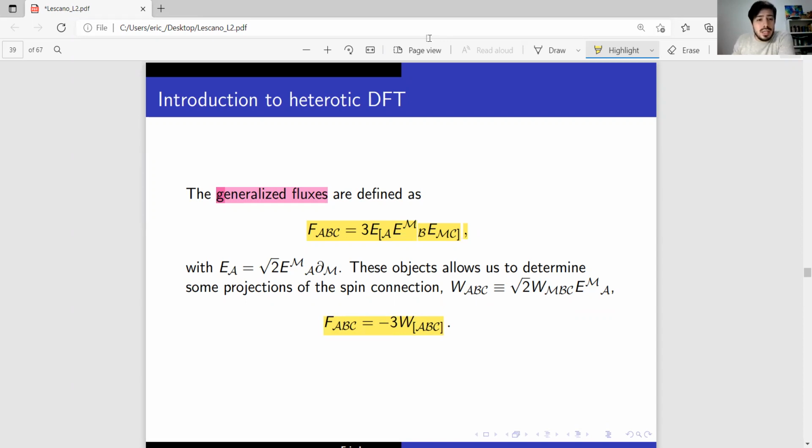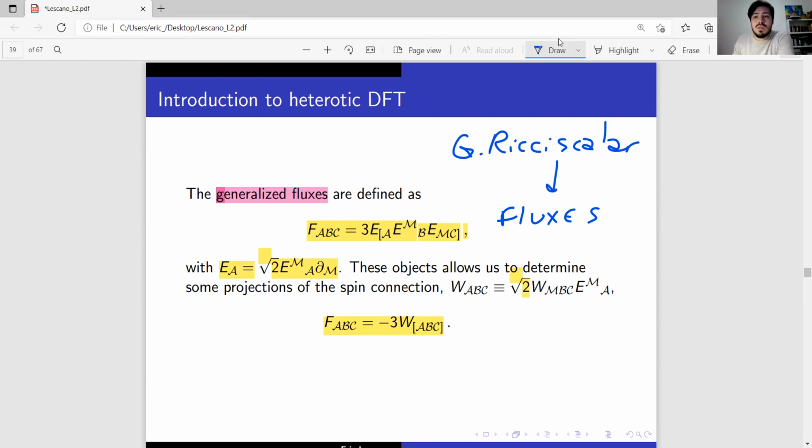And here the notation is that an E with one index, this square root of 2, is related to our parameterization. We use a parameterization that is more convenient for supersymmetry. That's why we have a square root of 2 in some cases, just like this. But this object will be very, very important for our Ricci scalar. The generalized Ricci scalar will be constructed in terms of these fluxes. We will use the flux formulation of double field theory.